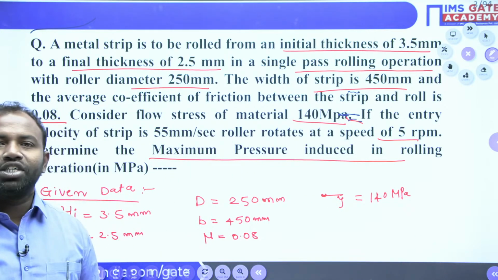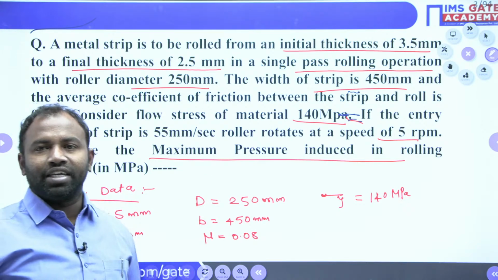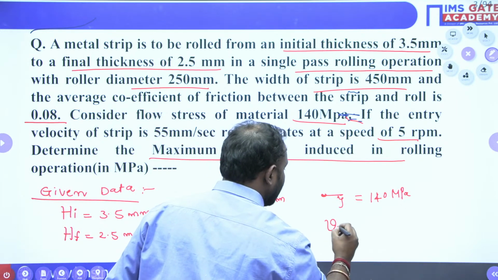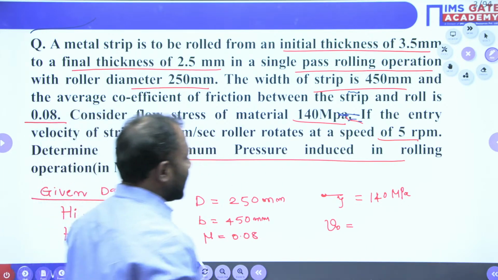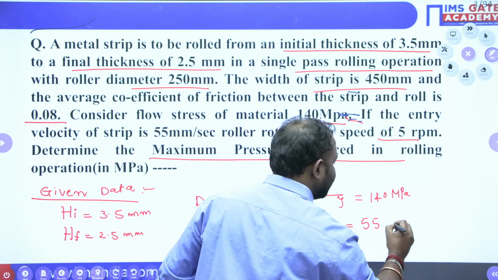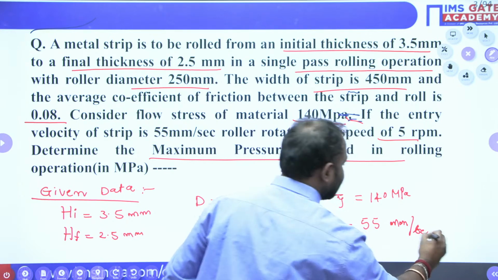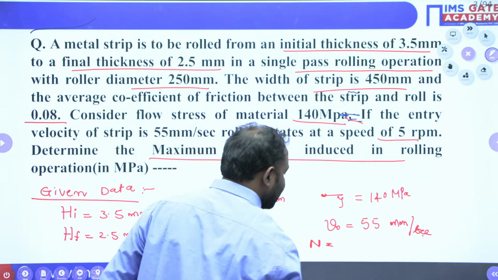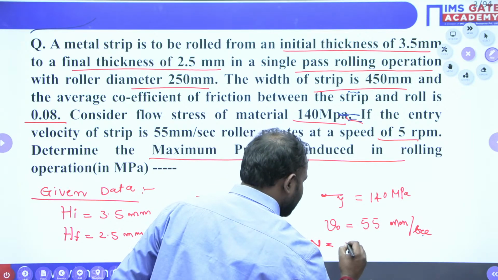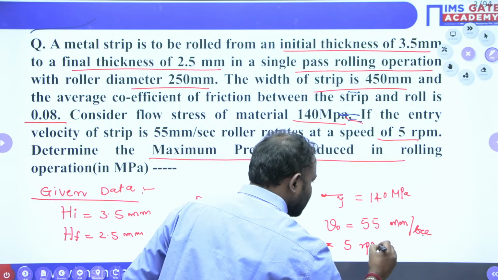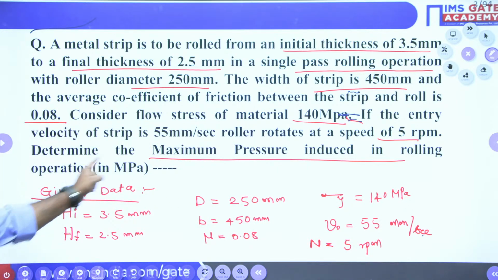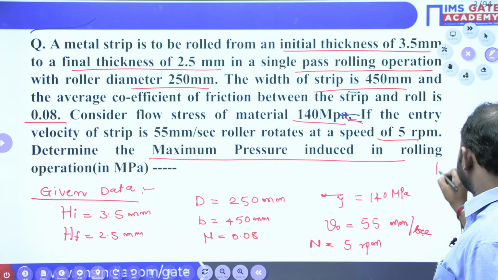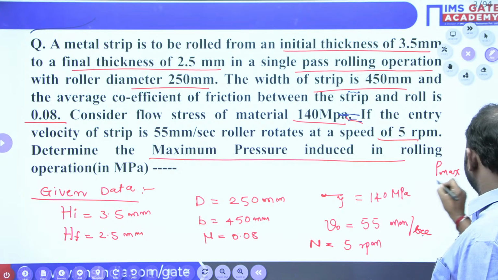So I'm just writing the given data. Next is entry velocity. Entry velocity of the rolling V0 is equal to 55 mm per second. Next, speed of the roller is equal to 5 RPM. What we have to find: maximum pressure induced in the rolling operation, that is P max, we are supposed to find.